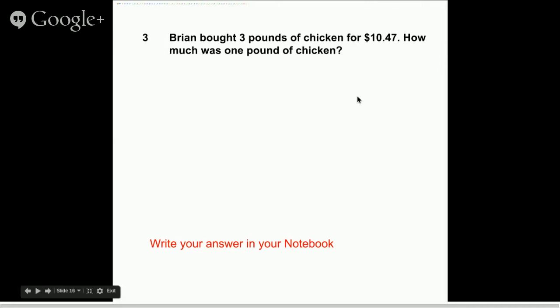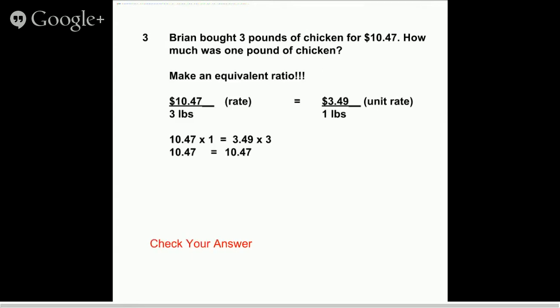How much does Brian pay for 1 pound of chicken? 3 pounds of chicken? Wow, that's crazy. I would only eat 1 pound of chicken. So how much does 1 pound cost? Okay. Turns out 1 pound is just $3.49. Okay.